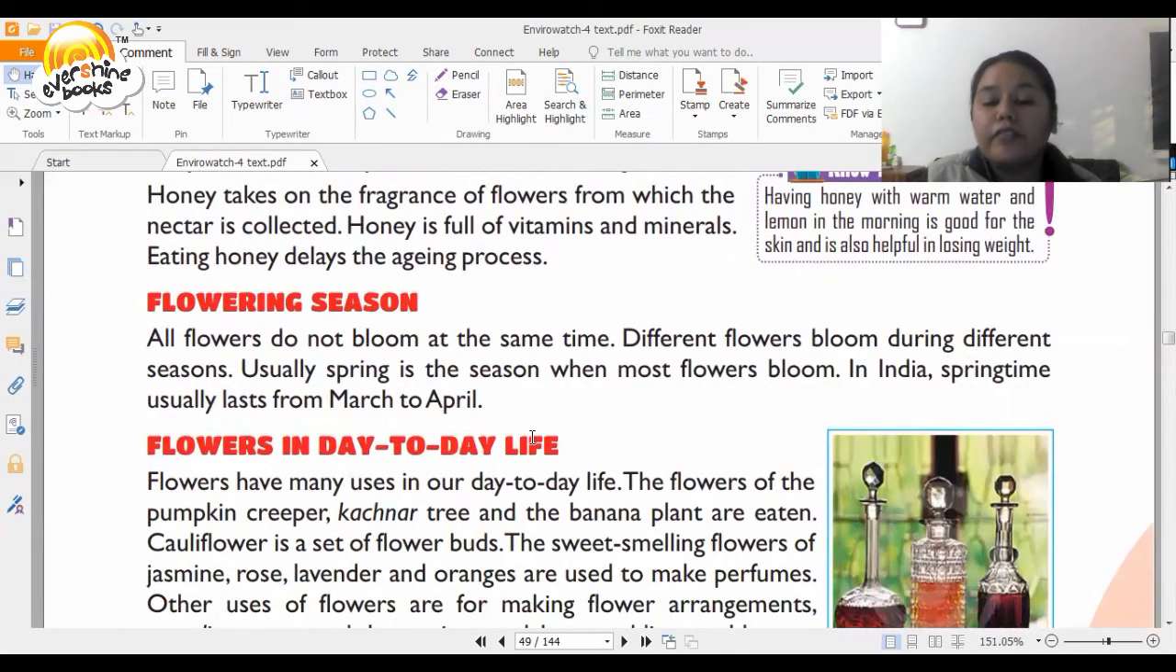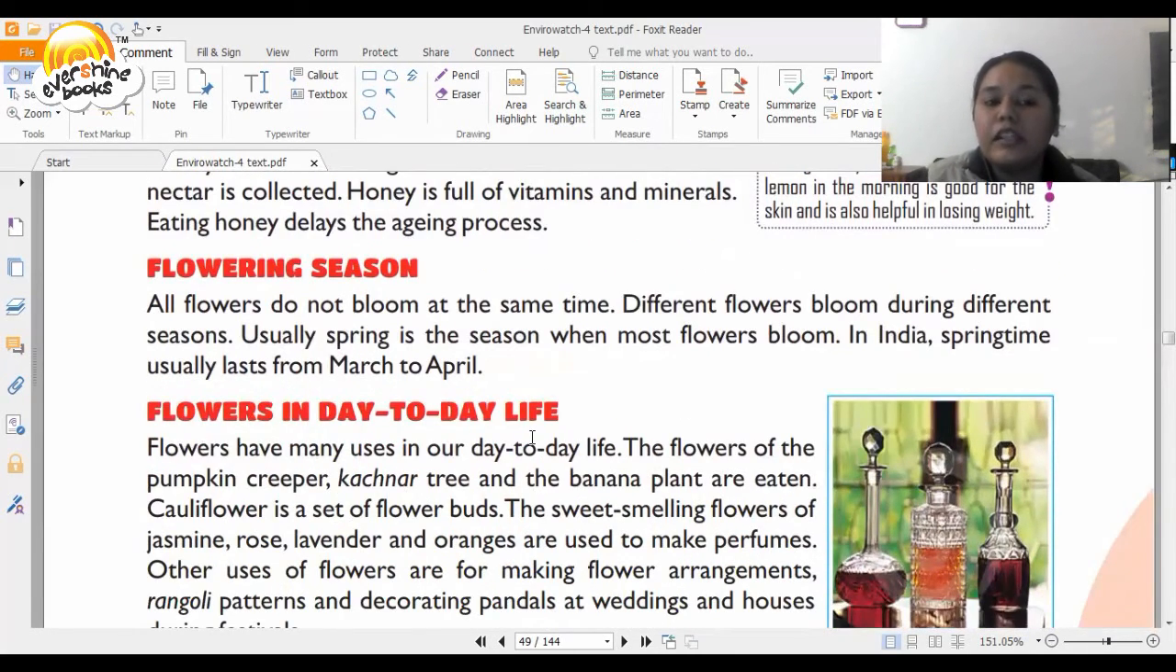Then we talk about the flowering season. It says all flowers do not bloom at the same time. Different flowers bloom during different seasons. Usually, spring is the season when most flowers bloom. In India, springtime usually lasts from March to April.